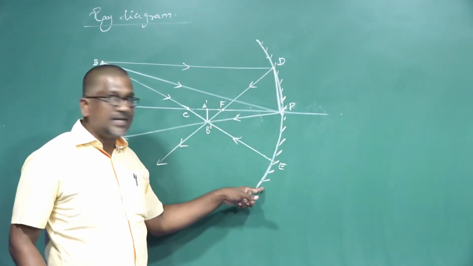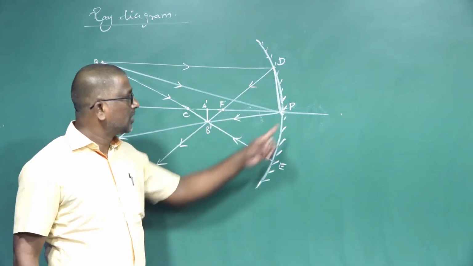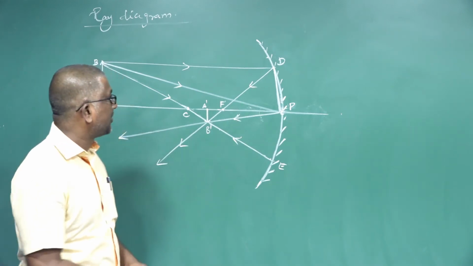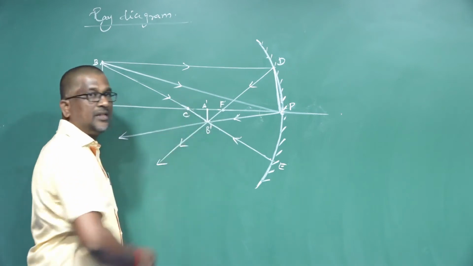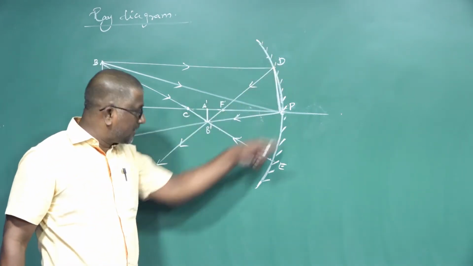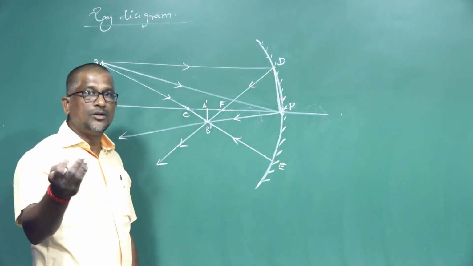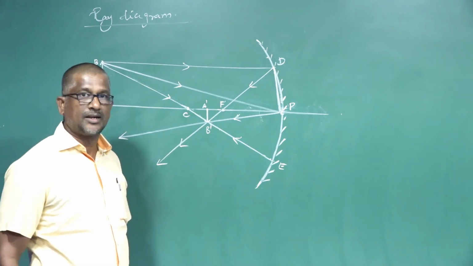The given mirror is a concave mirror. The corresponding pole is P. The pole of a given concave mirror is represented by P, right? Next, what is F? F is the principal focus of a concave mirror. Already you know what is meant by the principal focus of a concave mirror and convex mirror, right?